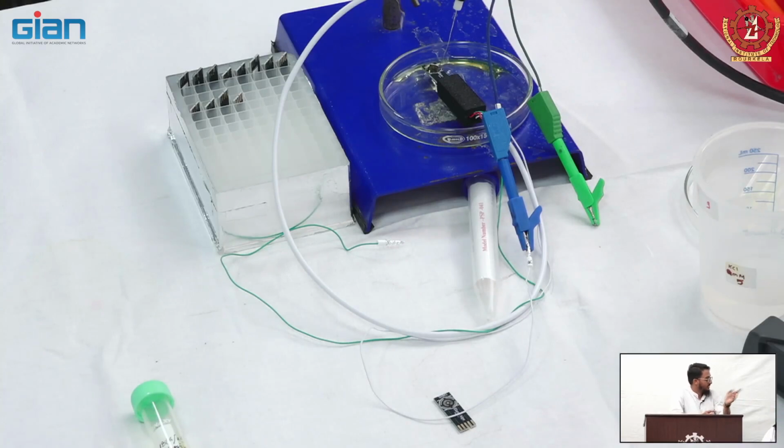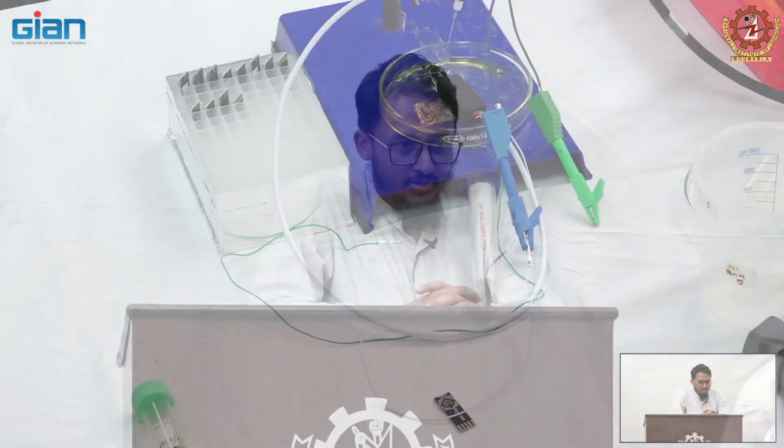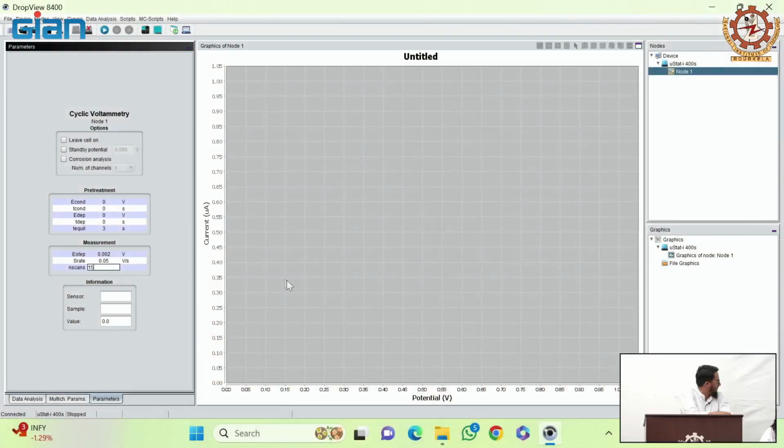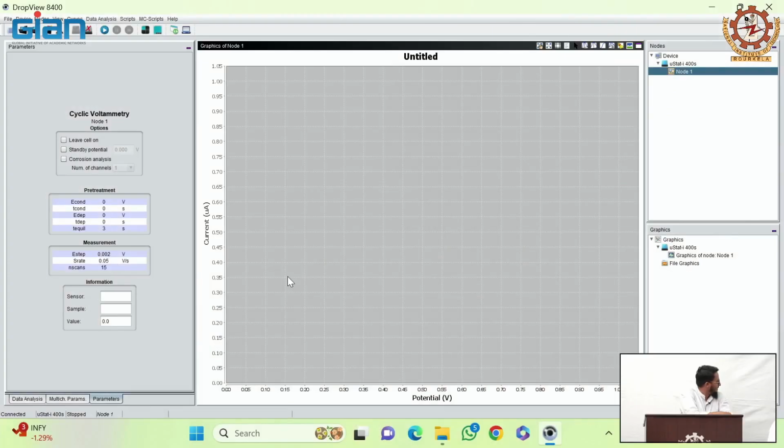Can we switch to the screen? Yeah, done. So now we are going to set the CV parameters for the electropolymerization step. We go to select CV, then we will set the number of scans, which is 15. Scan rate will remain the same, E step will remain the same.